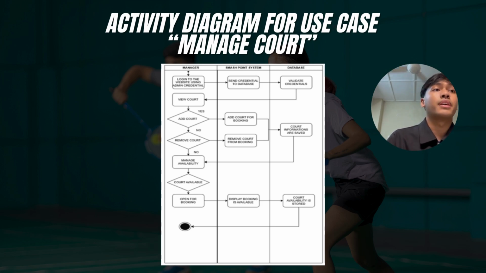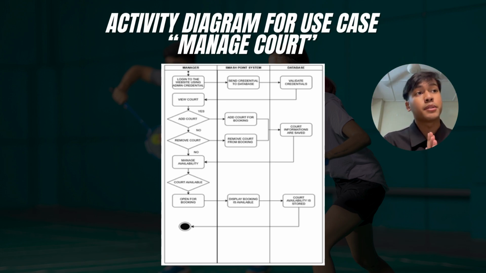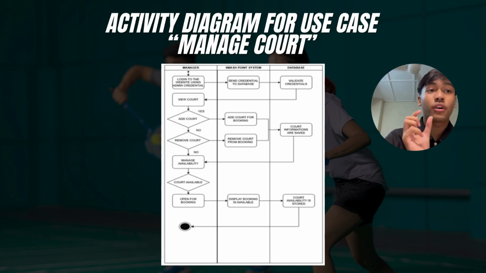If add court is chosen, the manager can add court for booking via the system. After the add court process, the court information is saved by the database. Otherwise, if the court is removed, removal of the court from booking is done by the Smash Point system. After that, the court information is also saved in the database.